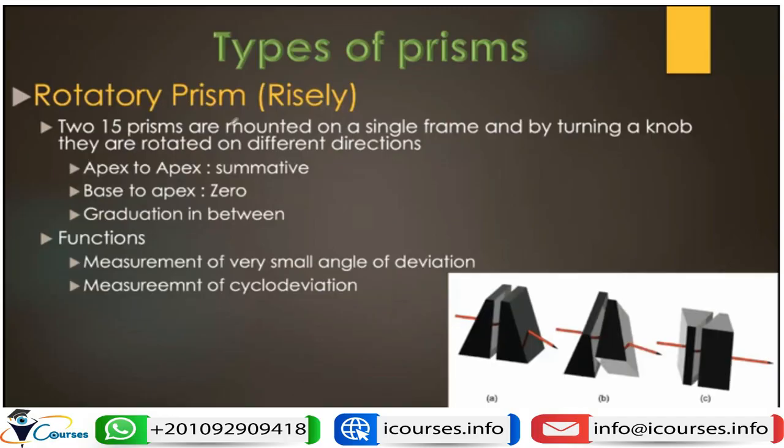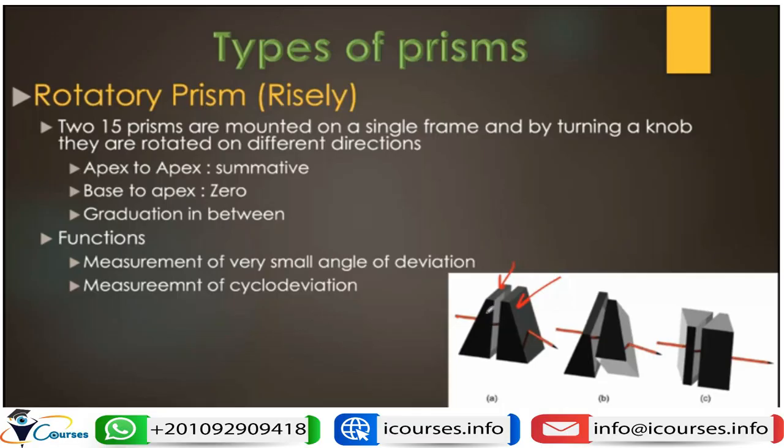Other types of prisms include rotatory prisms, or what's called the Risley prism. The Risley prism means that we are joining two prisms together. Both these prisms are 15 prism diopters. They are joined together by a single frame, and there is a turning knob that can be rotated in different directions. So we can use this prism as a flexible prism if we want a large power prism.